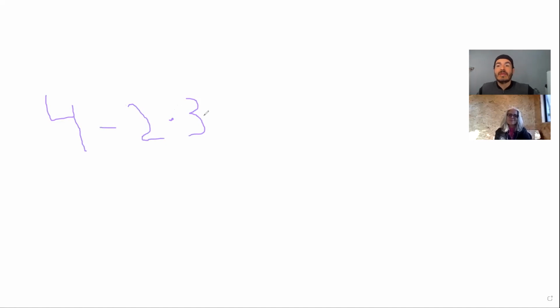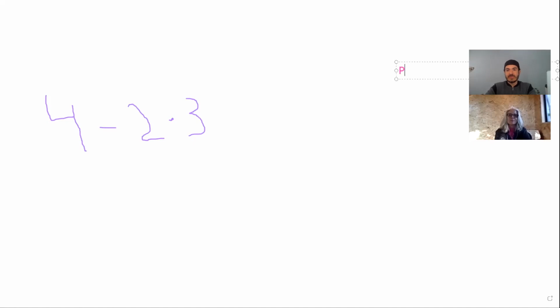So how do we do that if there's multiple operations? Okay, our instinct might be to work from left to right. Why? Because that's how we read, right? We read from left to right. That's not how we do mathematics. Mathematics has a separate order in which we follow, which is the order of operations, okay?